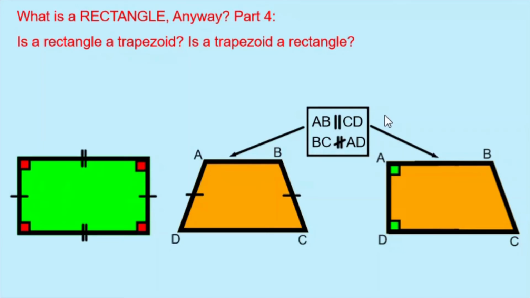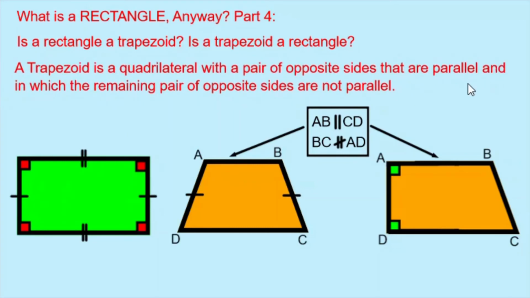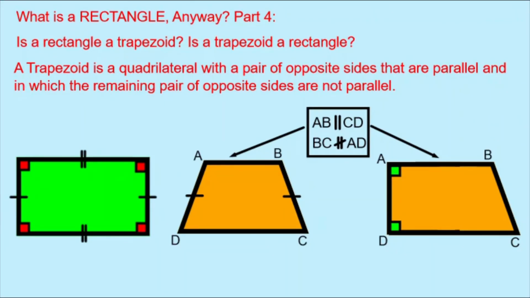This information becomes necessary once we look at the definitions of a trapezoid and a rectangle. Let's look at the definition of a trapezoid first. A trapezoid is a quadrilateral with a pair of opposite sides that are parallel, and in which the remaining pair of opposite sides are not parallel. Warning: this is the exclusive definition of a trapezoid, which is the definition that is used in the curriculum within which I teach. But there is also an inclusive definition of a trapezoid, which is used in some school curriculums.